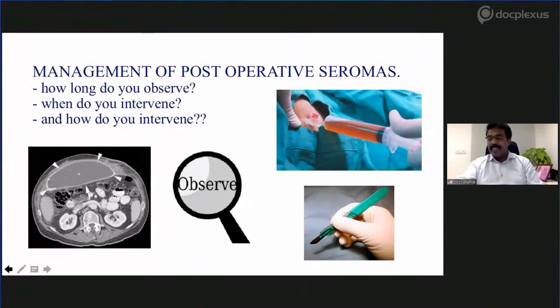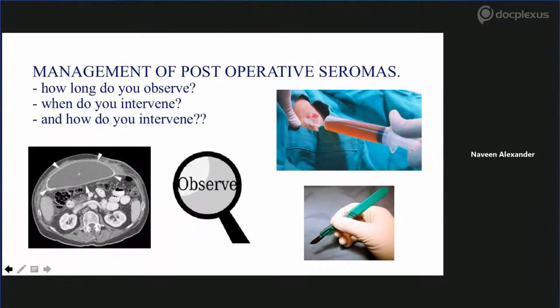Dr. Naveen Alexander, sir. In my experience, sir, I have only observed. I have never intervened at all. And experience-wise, it has all settled down, God willing. So I've never intervened. That's how I have done it, sir.